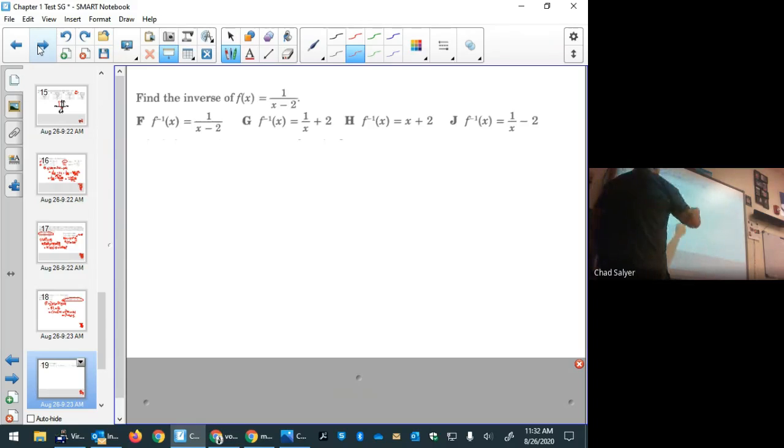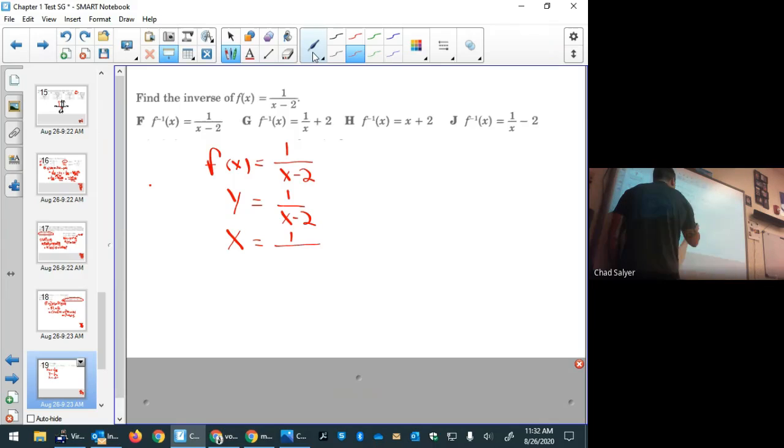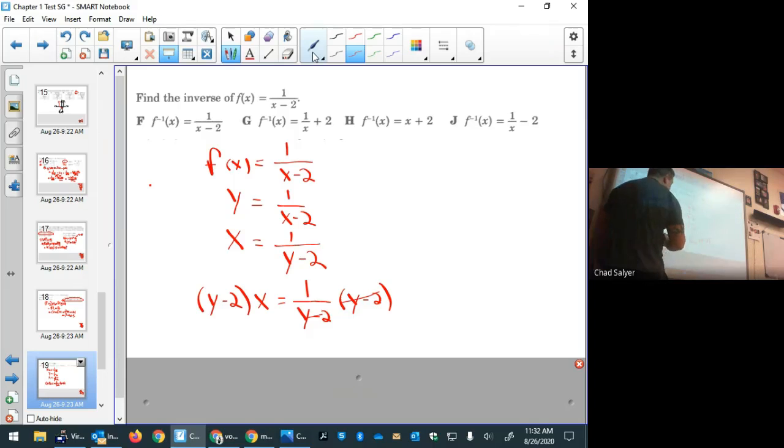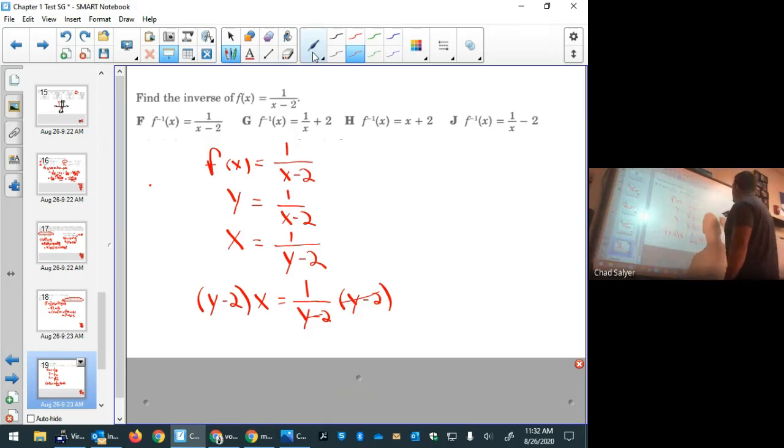Problem number 18 asks us to find the inverse of f of x. So f of x equals 1 over x minus 2. First task is change f of x to y. The second step is to switch all x's to y's and all y's to x's. The next step is to solve for y. Again, kind of a tricky algebraic situation here. I need to multiply both sides by that denominator, which will cancel here. And then here I can distribute to get xy minus 2x equals 1.